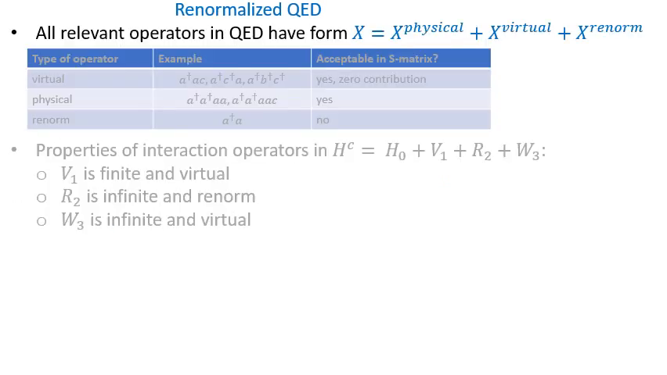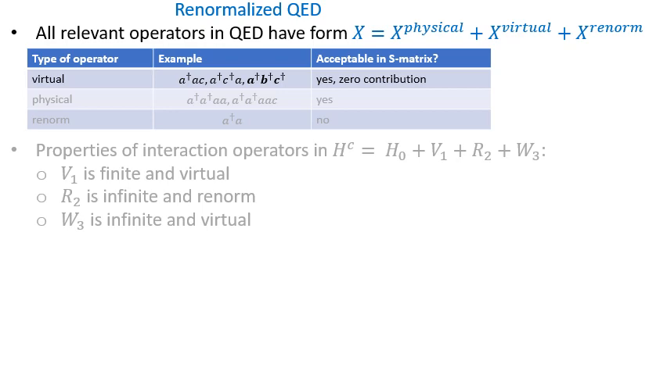Another thing we learned yesterday was that all relevant operators in QED can be represented as sums of three distinct terms: physical, virtual, and renorm. In this table, I remind the meaning of the three operator types.